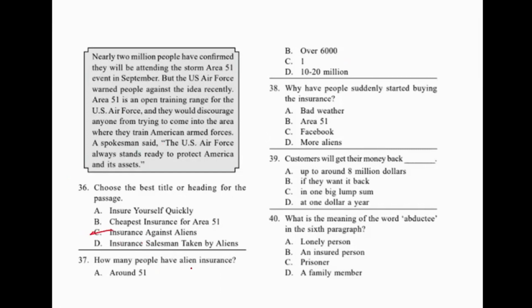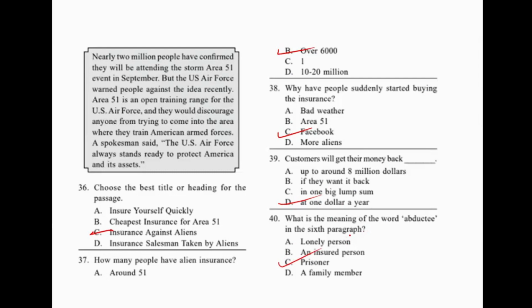Now, how many people have alien insurance? Over 6,000 people. Okay. Now, why have people suddenly started buying the insurance? After going through this Facebook page, they have started buying the insurance policies. Okay. Now, customers will get their money back. At what rate? At $1 a year. Now, what is the meaning of the word abductee in the sixth paragraph? It's about prisoner. Okay. So this is how you have to answer your passage questions.